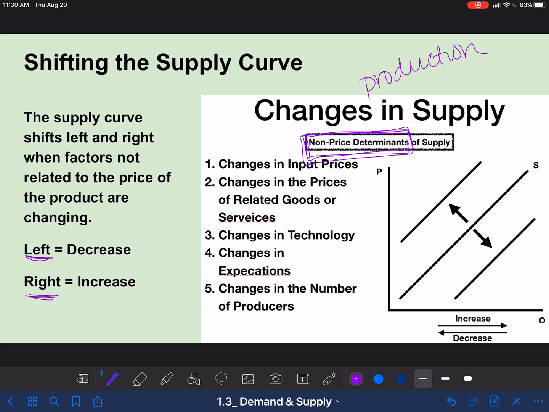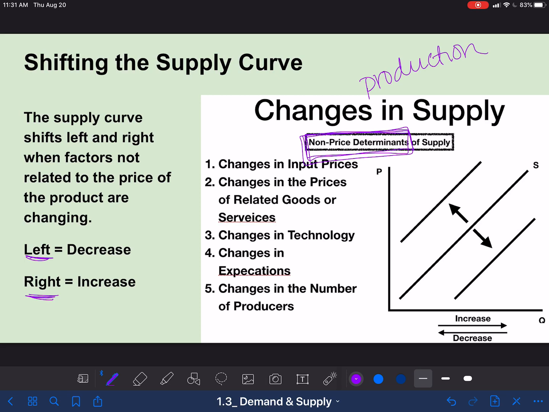Changes in the prices of related goods or services. So if we have a change in the price of a competitor product, then we're going to increase or decrease supply to capitalize on those price changes. Let's say the newest iPhone doesn't work. What do you think Android is going to do to their production? They're going to increase it. If their competitor is having problems, they're going to increase their production to capitalize on their competitors' issues.